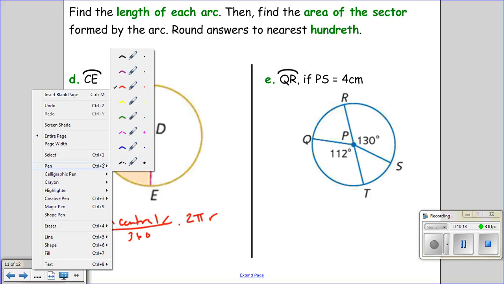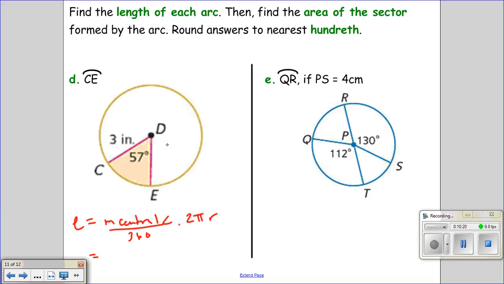So let's substitute what we know. The measure of the central angle is 57 degrees, and that is divided by 360 degrees. And we're going to multiply that times 2 times pi times our radius, which is 3. And we're going to put it all in the calculator at one stop.